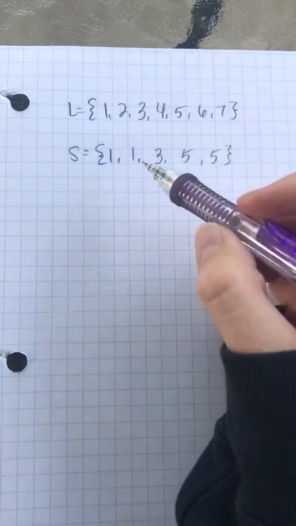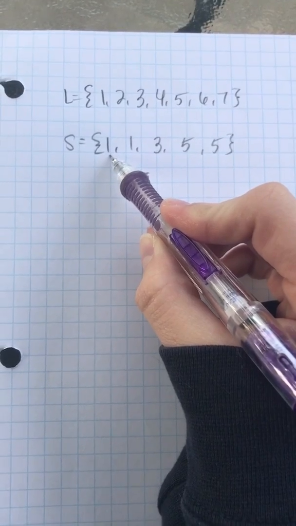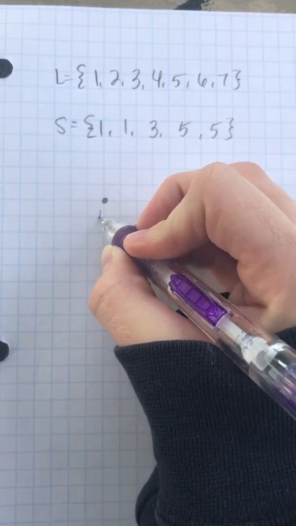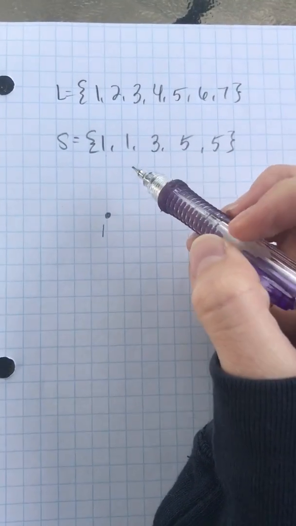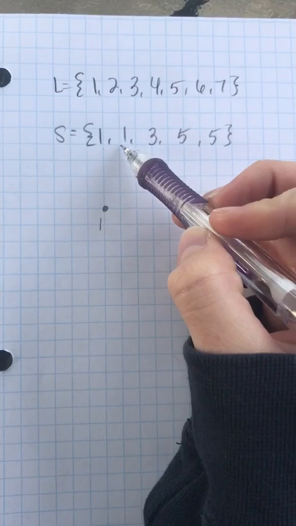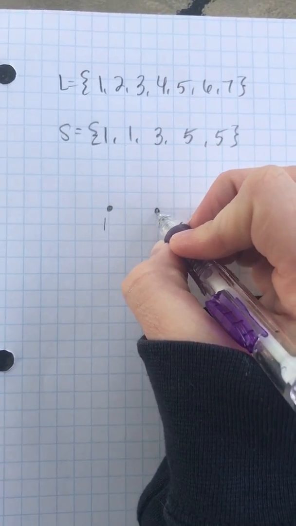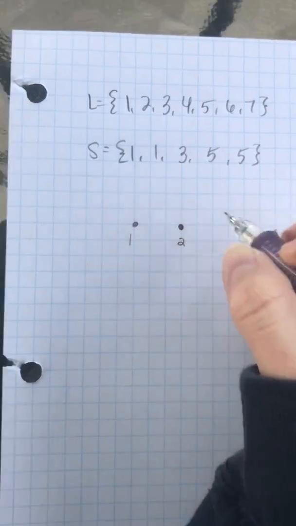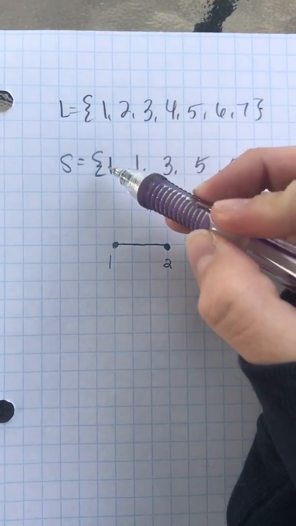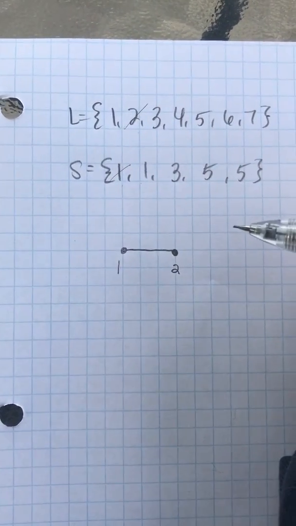Okay, so first off, you're going to start with drawing a vertex for the first value that you have in S. Okay? And then from there, I'm going to look at what is the smallest value that I have in L that's not in S. So that next value is going to be 2. So what I'm going to do then is draw another vertex with 2, and then I'm going to connect them. Okay, and once I've done that, I'm going to cross out 1 in S and 2 in L.